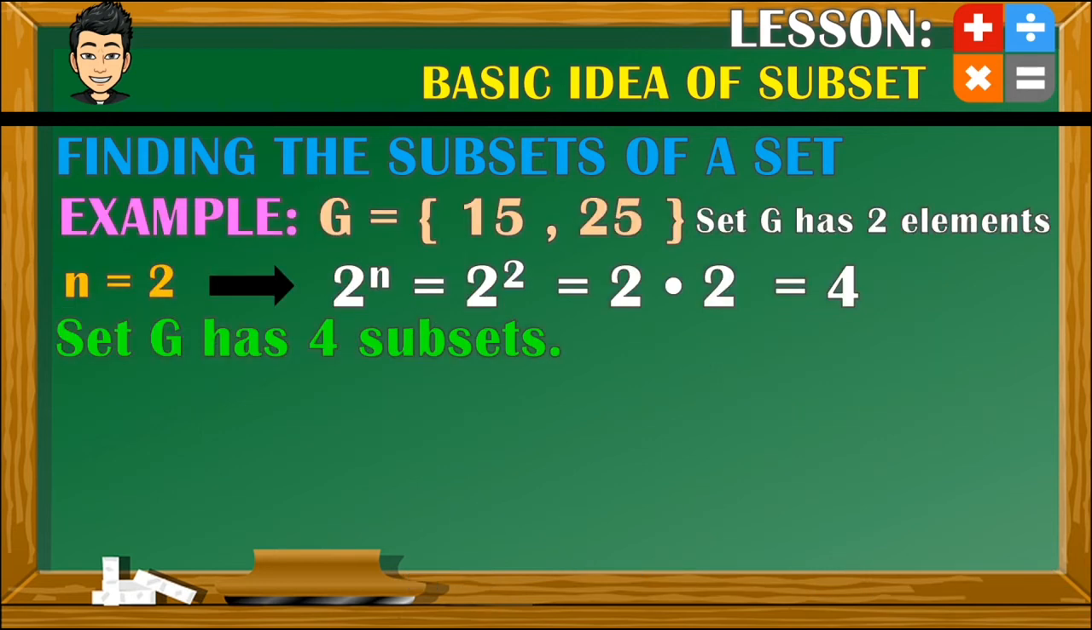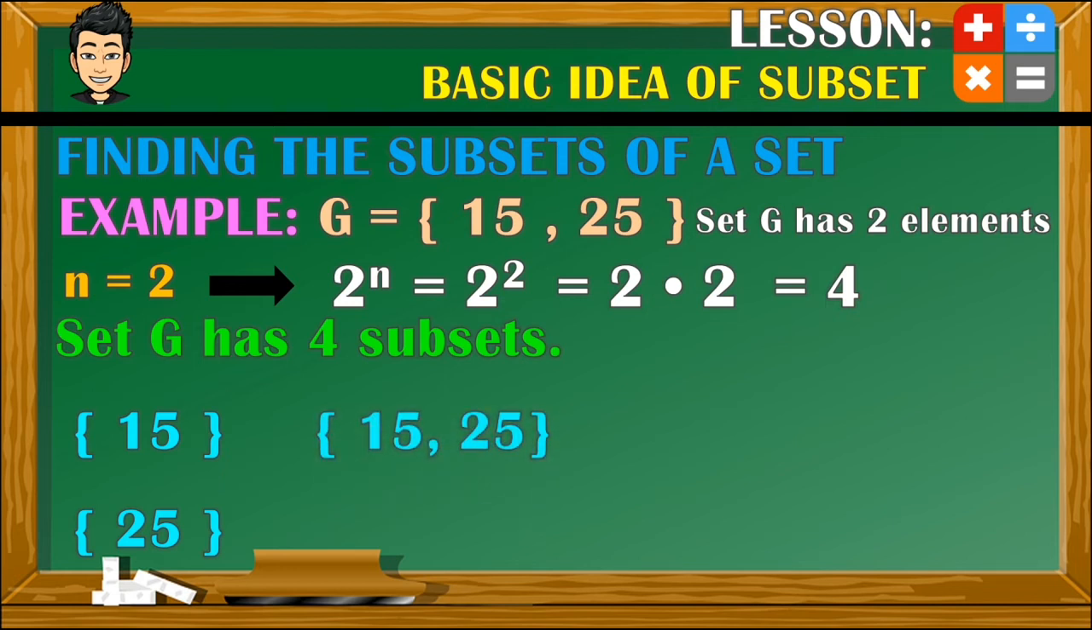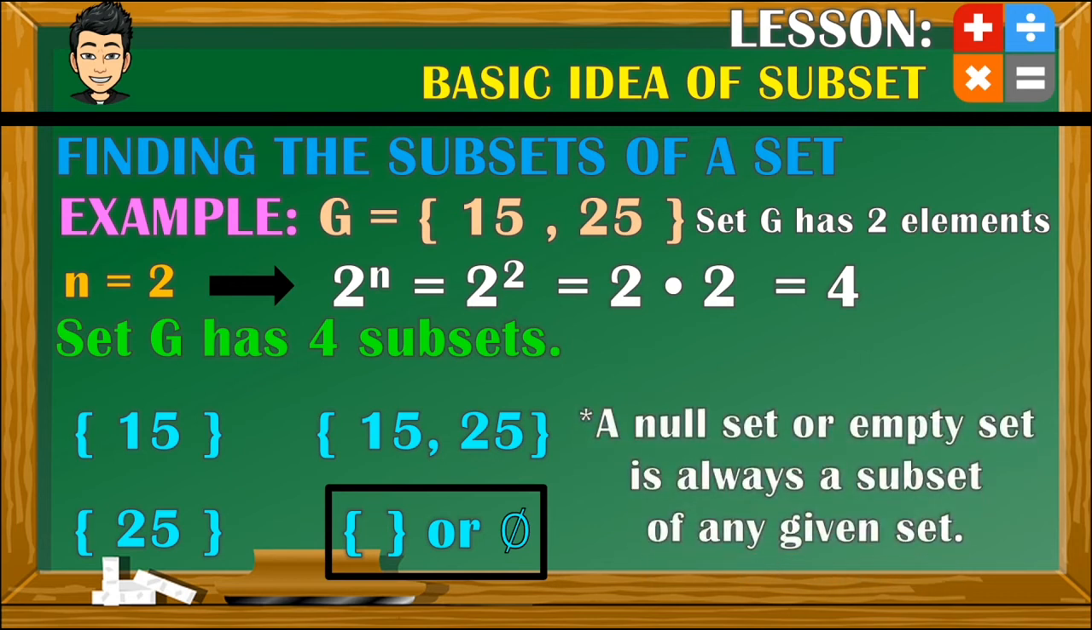Again, to identify the subsets, we always start with one element. So we have {1}, then {2}. Next, we write the set itself, which is {1, 2}. Lastly, we have the null set or empty set. Because, as I have emphasized, the null set or empty set is always a subset of any given set.